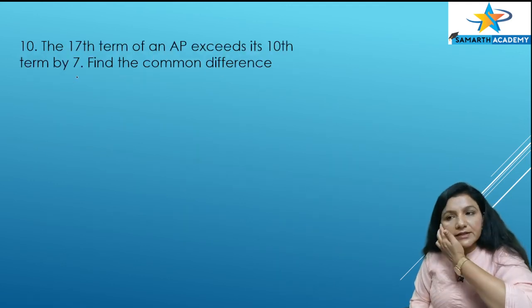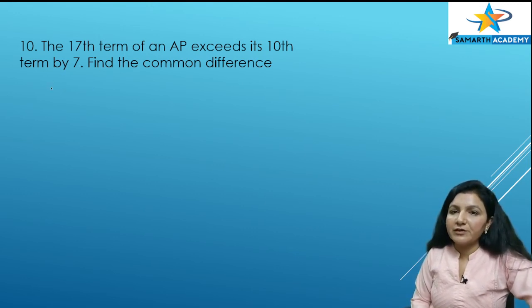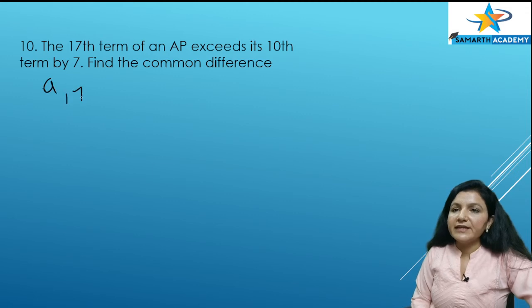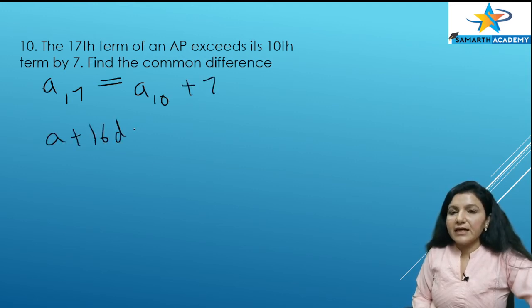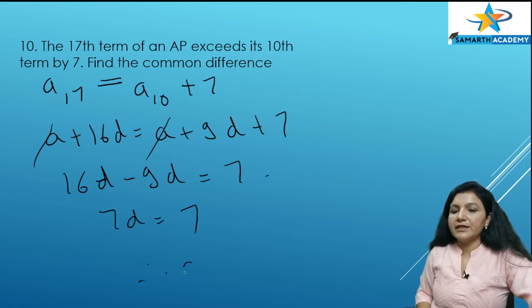Question 10. The 17th term of an AP exceeds its 10th term by 7. Find the common difference. So what he is saying, the 17th term exceeds the 10th term. So the 17th term is A10 plus 7. So A plus 16D equal to A plus 9D plus 7. Cancel A from both sides. Send D that side. 16D minus 9D is equal to 7. 7D is equal to 7. Therefore, D equal to 1.